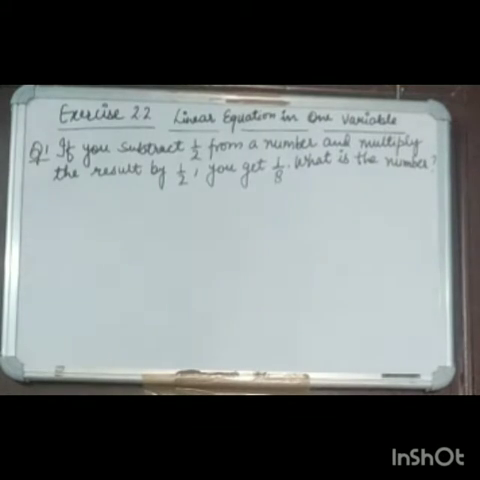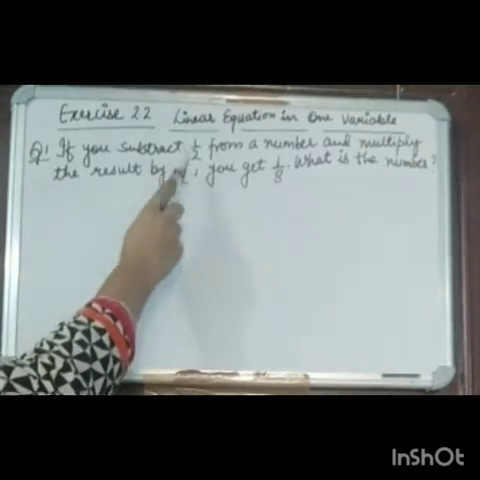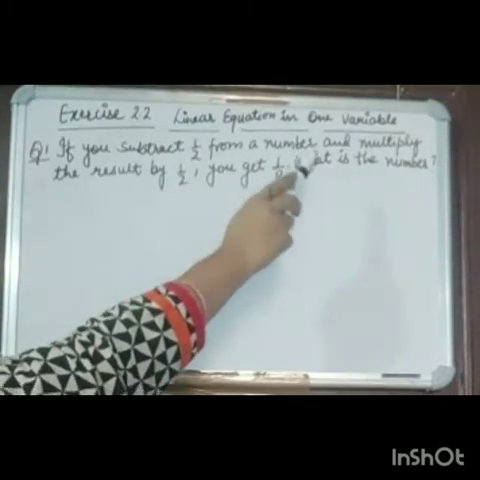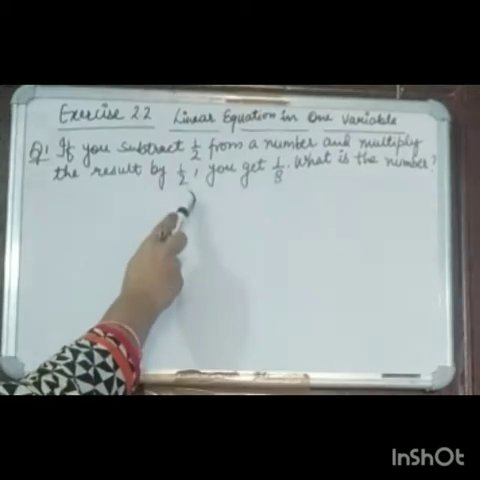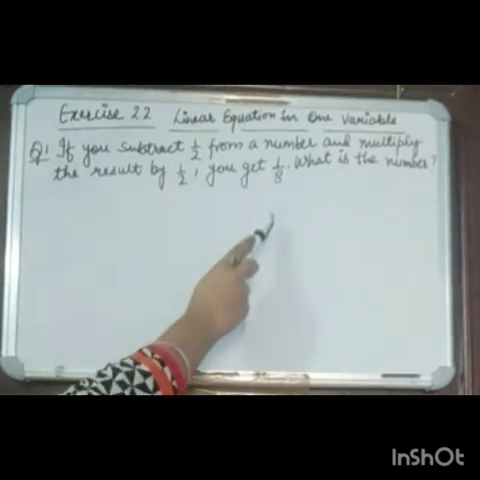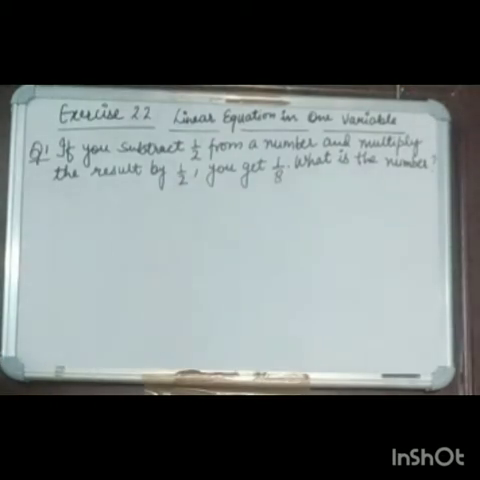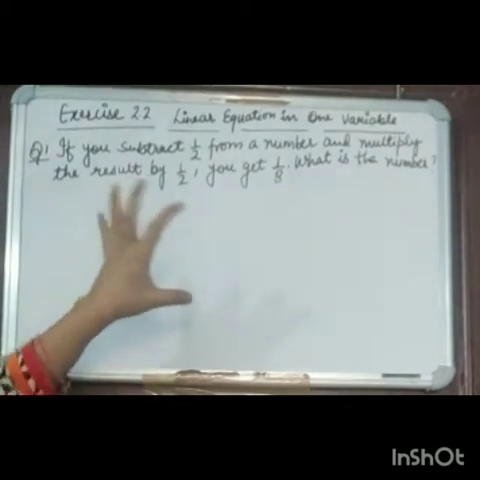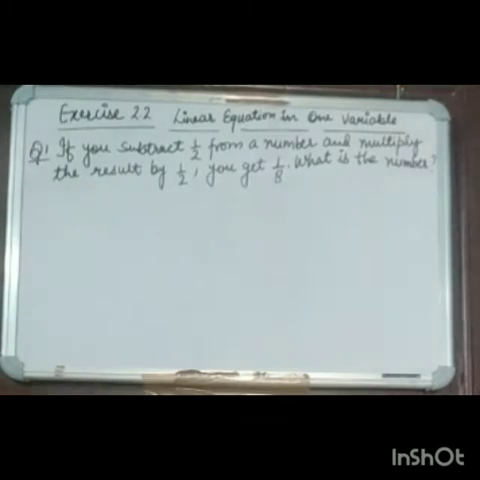Good morning, children. So let's start exercise 2.2 of linear equation in one variable. Our first question is, if you subtract 1 by 2 from a number and multiply the result by 1 by 2, you get 1 by 8. What is the number? See, these questions are given in the form of puzzle, statement form. So you can find them as puzzles.